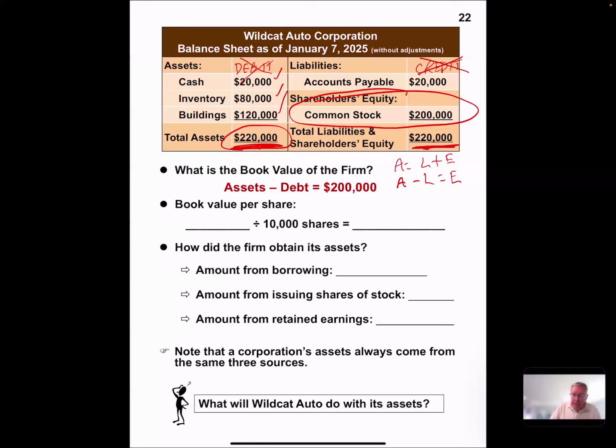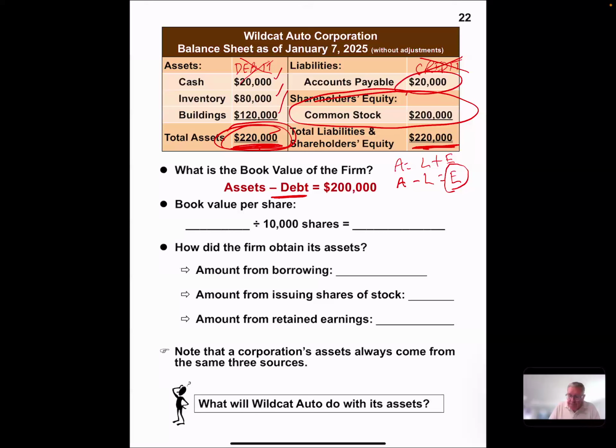And so that's what we're seeing here. Another way to calculate book value is just focus on equity from our accounting equation. Equity is equal to your assets minus your liabilities. Debt is another word we use when we refer to liabilities. So we would take 220 minus 20 to get $200,000. Or just directly look at shareholders' equity, 200,000.